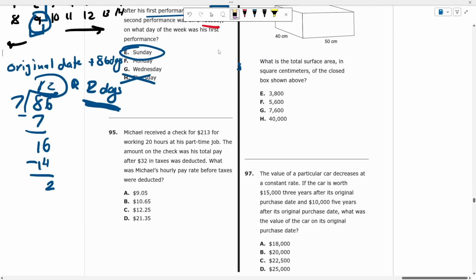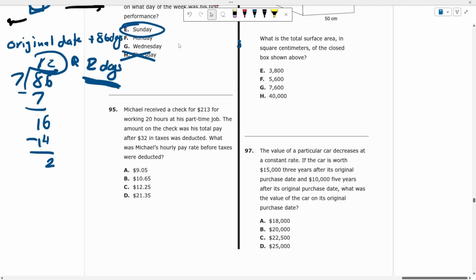95 says that Michael received a check for $213 for working 20 hours at his part-time job. The amount of the check was his total pay after $32 in taxes were deducted. What is his hourly rate before taxes were deducted? So we know that in total he made $213, okay? But this is after the government took away 32 of that. So in reality, he actually made $245, okay?